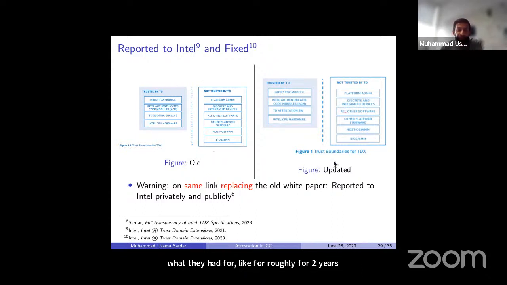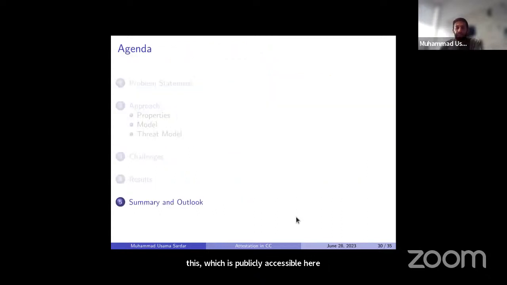And one can only find the updated version on this link, the link for both of these references, 9 and 10, is basically the same. So what we did is we privately contacted Intel about this, and when it didn't stop, we also publicly reported this, which is publicly accessible here. Because for us it was a problem that the reviewers cannot really judge what's wrong, and if they see the newer version, they don't see what was actually there before.